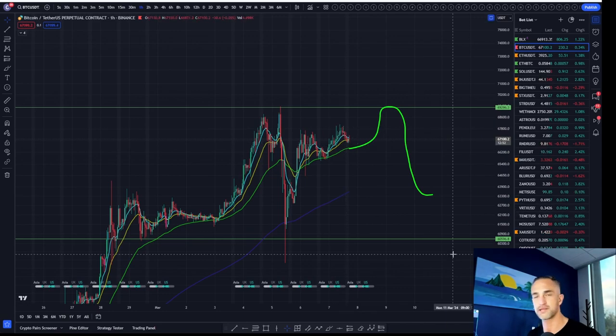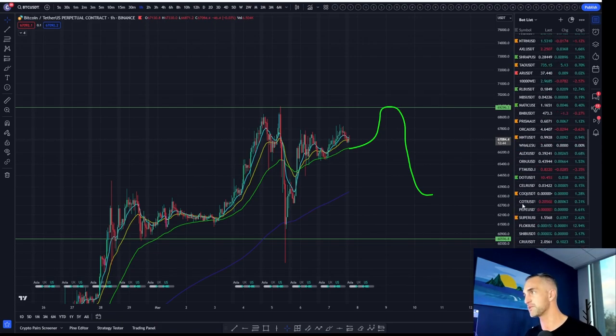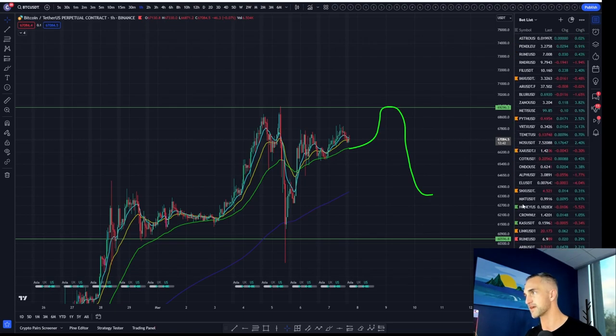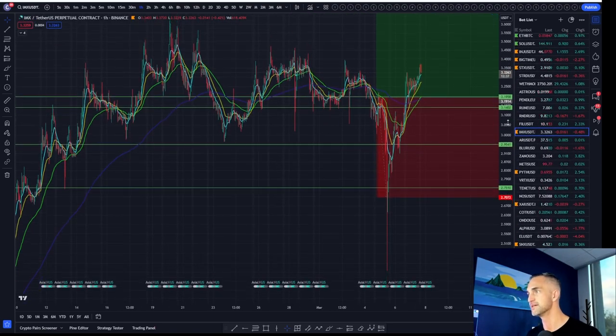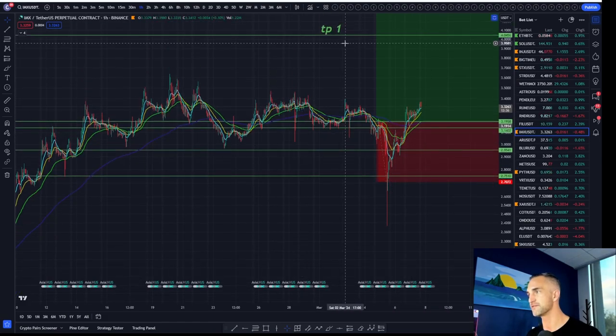If we do see that happen, I would say altcoins are going to party like a rock star, which is exactly what they've been doing. To name a couple hot ones right now, actually good trade setups right now. IMX. Again, our trade setup is still valid.